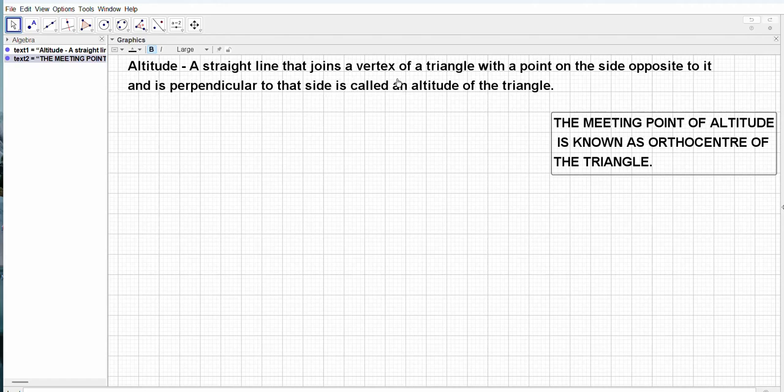Here the line is joining the vertex to a point on the opposite side such that the line will form a 90-degree angle on the opposite side. Perpendicular means making a right angle at the intersection point.